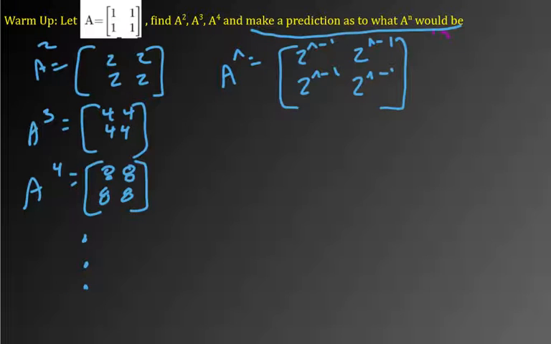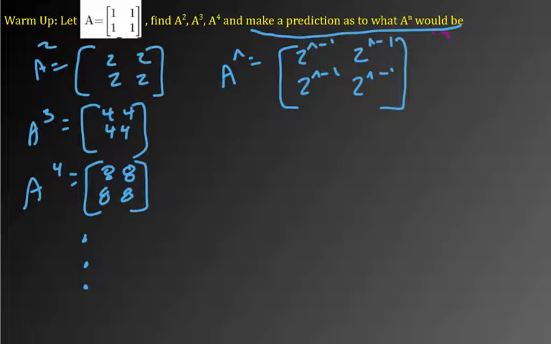You can go and plug in 2 for n, and you get 2 to the first, 2 to the first, and so on. If you plug in 4, you're going to get 2 cubed in every entry.